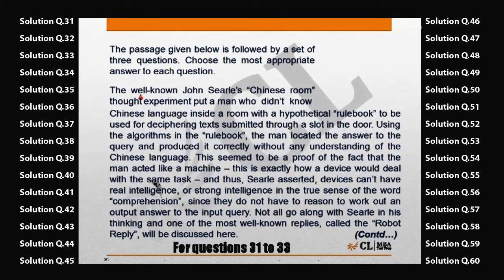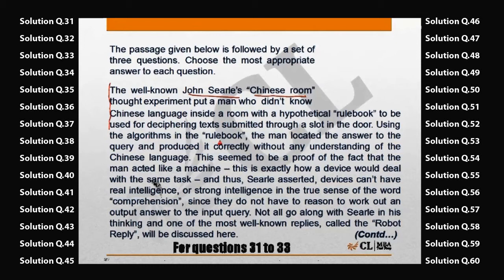It says the well-known John Searle's Chinese room thought experiment put a man who didn't know the Chinese language inside a room with a hypothetical rule book to be used for deciphering text submitted through a slot in the door. So the author in this passage has introduced John Searle's Chinese room thought experiment. He's put a man who didn't know Chinese in a room with a rule book.